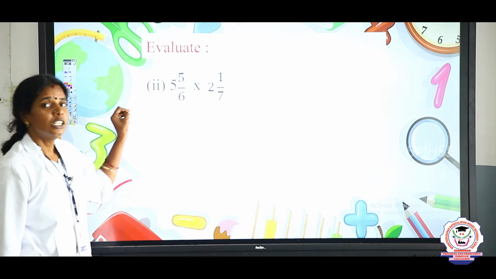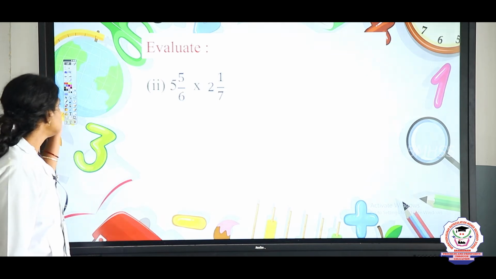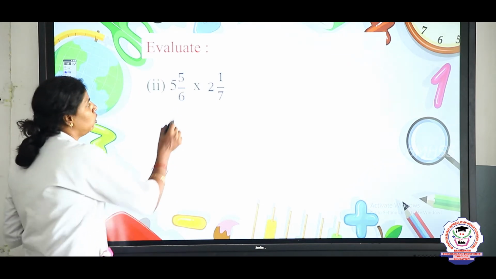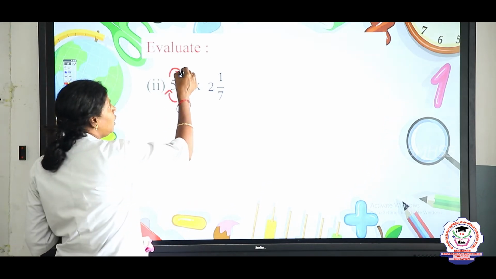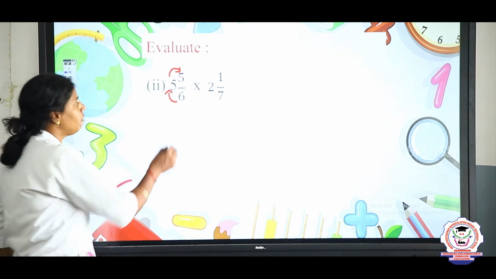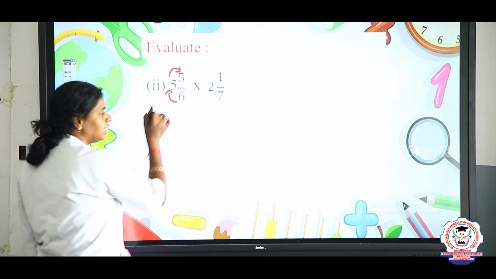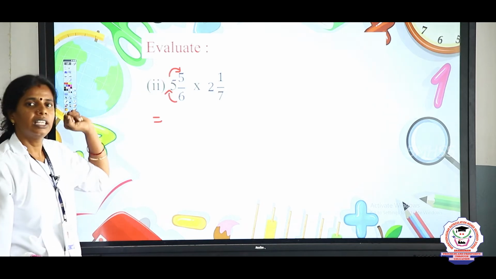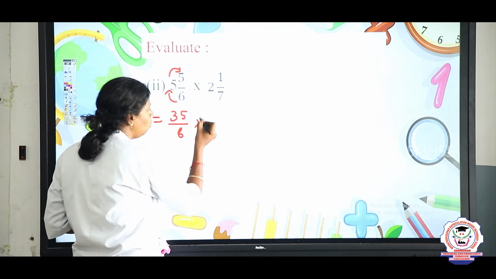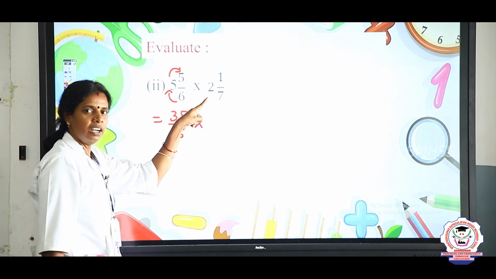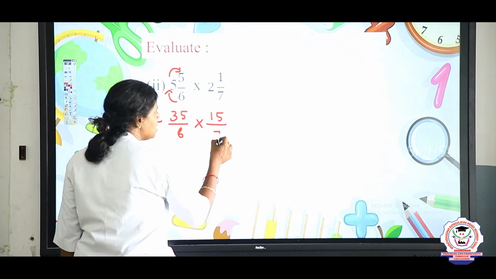The next problem is to evaluate 2 fractions which are given as mixed fractions, children. So, we know how to convert these mixed fractions into improper fractions also. First we are going to find the product of the whole number and the denominator, and then we will add the numerator. Okay. Find the product. 6 5s are 30. 30 plus 5, 35 by 6 into, convert this to 7 2s are 14. 14 plus 1, 15. 15 by 7.